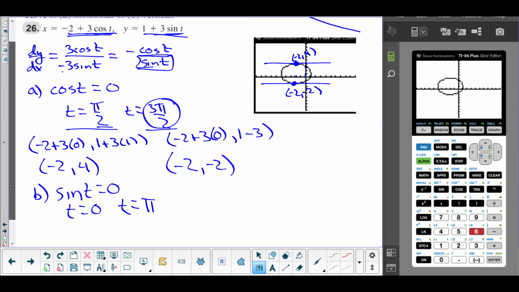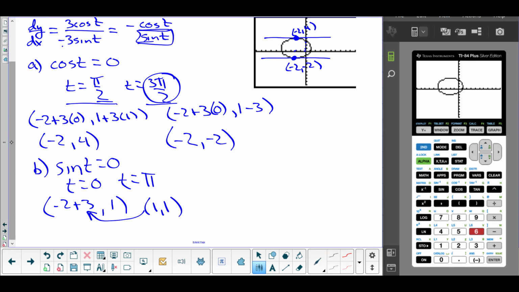So let's plug 0 in for the t's in x and y. Cosine of 0 is 1, so -2 plus 3. And sine of 0 is 0, so 1. So that is the point (1, 1). Well, look, that's right here, (1, 1), vertical tangent line.